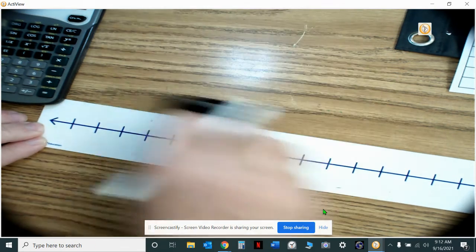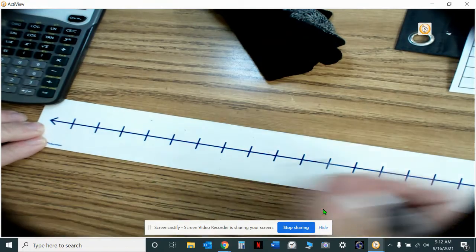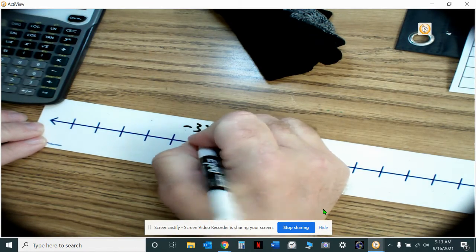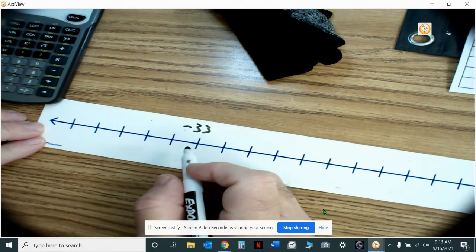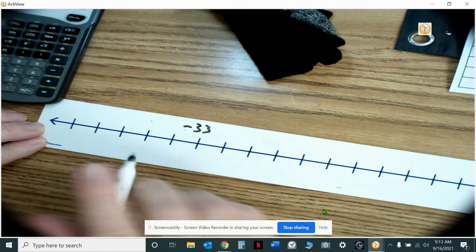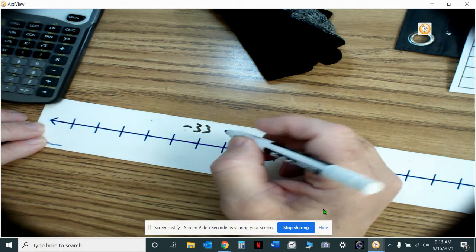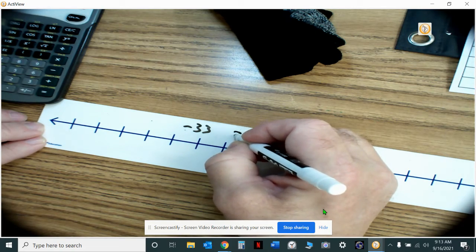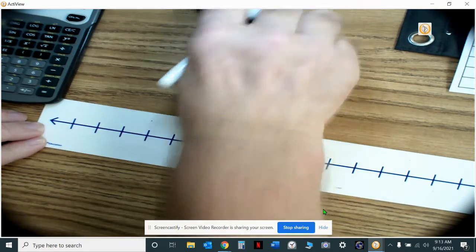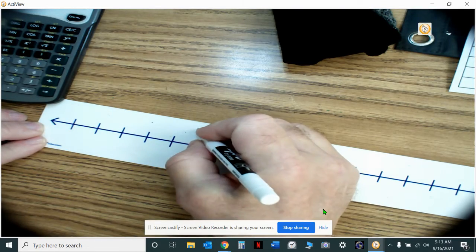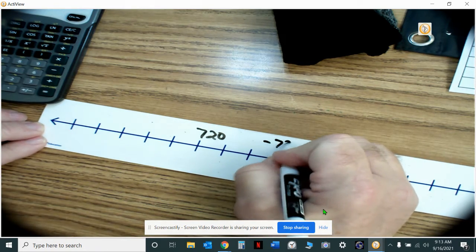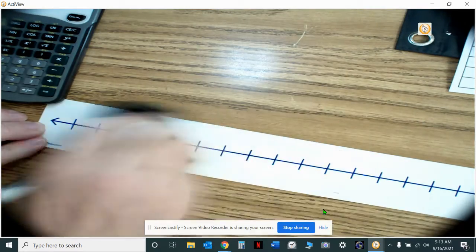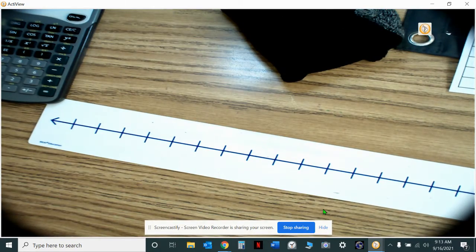Okay, so let's say I start out with negative 33. Well, the opposite sign of a negative is a positive, and the positive is always implied. We don't have to put the plus sign down for it. So the opposite of negative 33 is positive 33. Okay. How about the opposite of 720? Well, it's a positive 720. So the opposite of 720 is negative 720. Okay. Are we getting this? It's really, really easy. It's the easiest thing we're going to do all year.